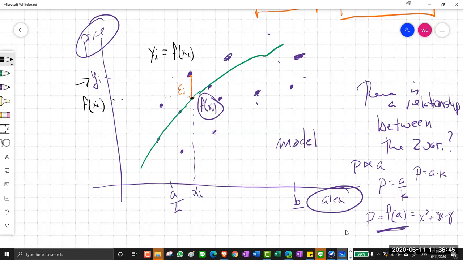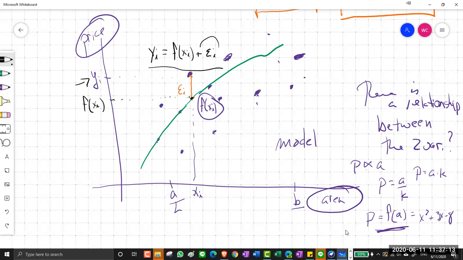yi is equal to f of xi plus epsilon i, right? Does everyone get that? Okay, now it could be minus epsilon i or plus epsilon i, depending. We won't worry about that. Let's just say plus epsilon i. So that's what she just wrote.